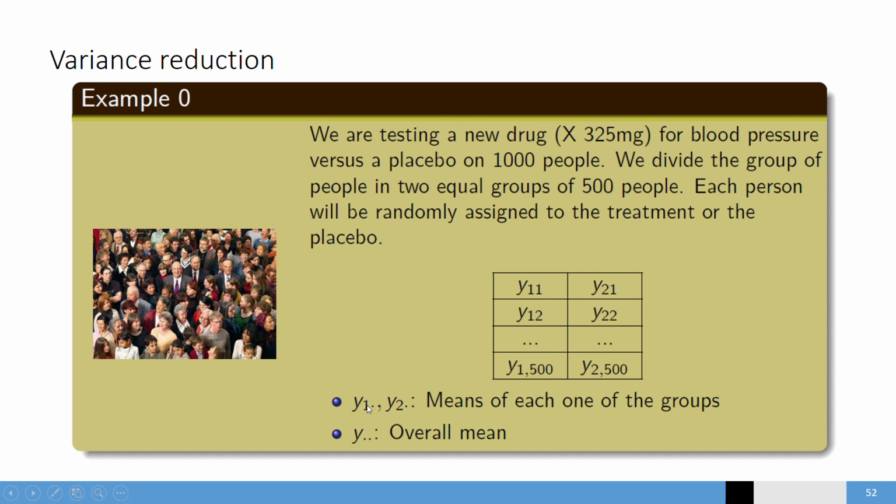We have the average of group 1, and we don't care about the person, so that is the index over which we are averaging, and we will have the average of the second group, and we can average on both groups, so we can compute the average of all people together. We average over groups and we average over people, so this is the overall mean.